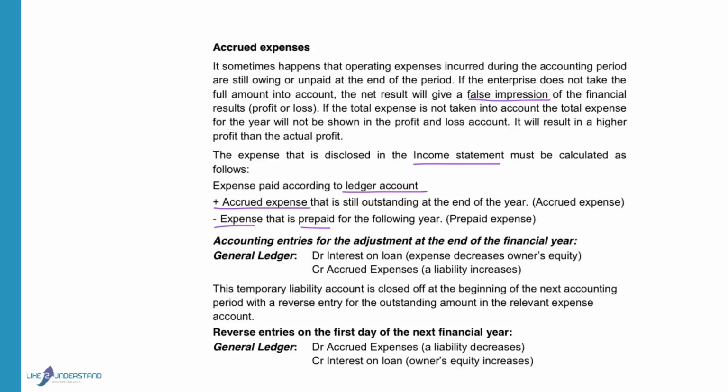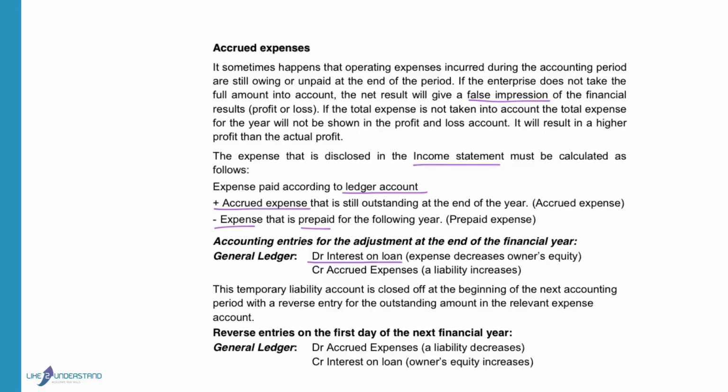The entries that will be completed are to debit, for instance, interest on loan or water and lights that must still be paid, the telephone account that must be paid, etc. Because you debit this interest on loan account, you increase your expenses, and if you increase your expenses, the owner's equity will decrease. You will credit the accrued expense account to create a liability so that the liabilities will increase and you can show this liability as a current liability in your balance sheet at the end of the year. This is a temporary liability that is created on the last day of the year so that you can record the correct entries in your financial statements.